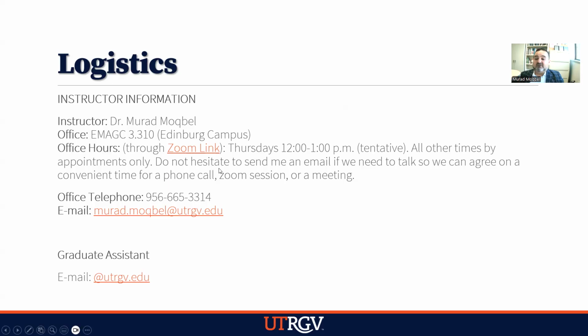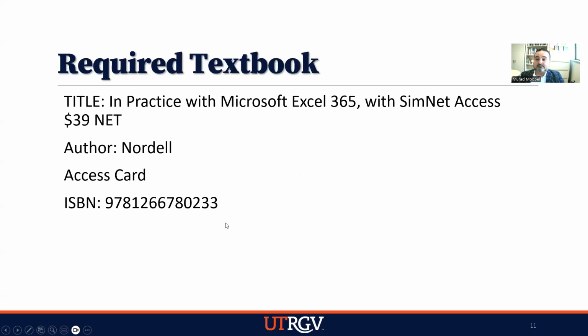Or you can make an appointment if you want to meet with me in person. This is my direct office line phone number. You can call me, or actually, email is the best way. I usually respond within 24 to 48 hours. And also, we might have a graduate assistant, but if you have any questions, just email me and contact me.